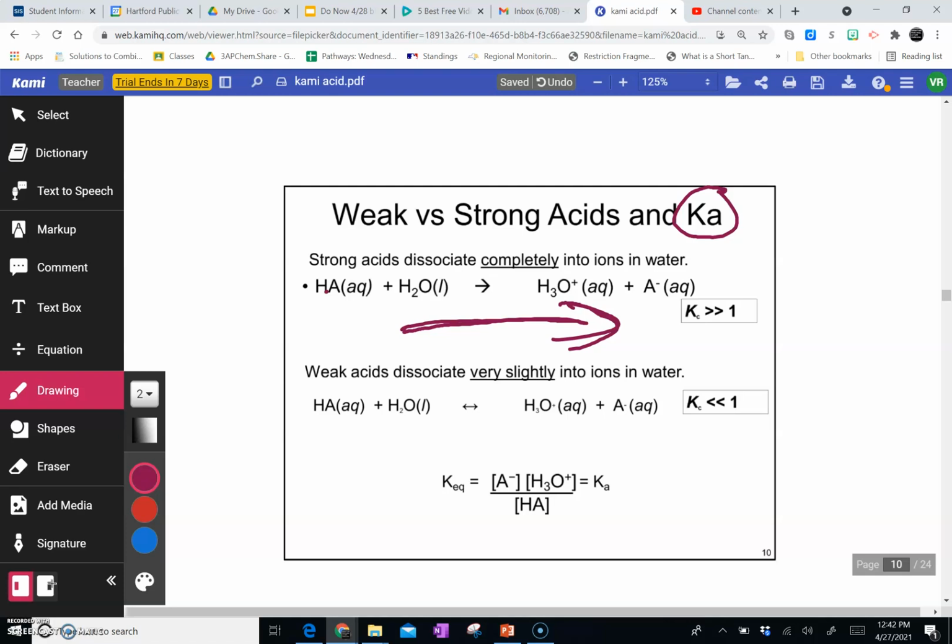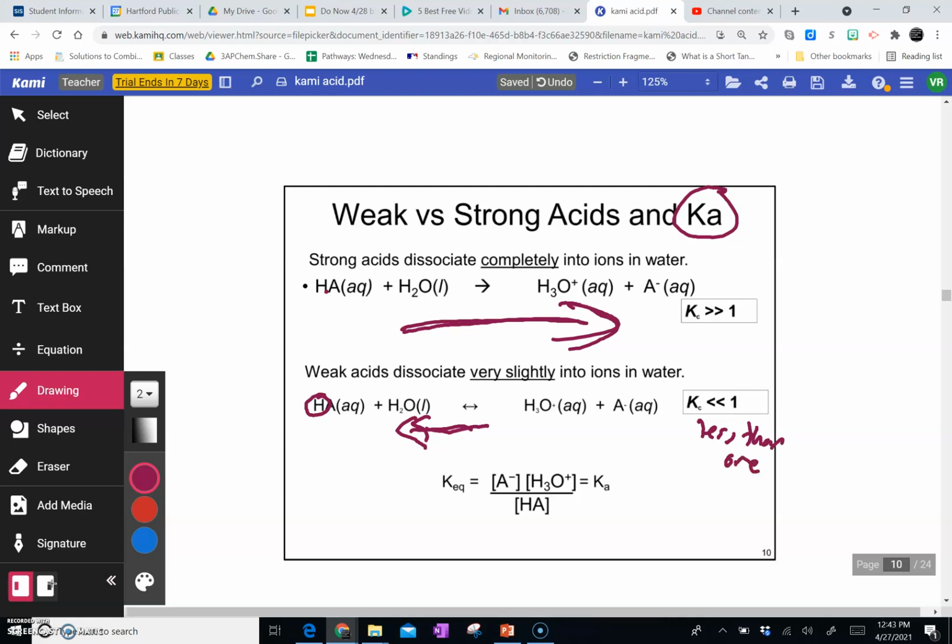Whereas weak acids very slightly dissociate into H+. So the reaction would lay more towards this part of the undissociated, this not losing its H. The equilibrium would lay in that direction, and the K would be less than 1, or the Ka would be less than 1.